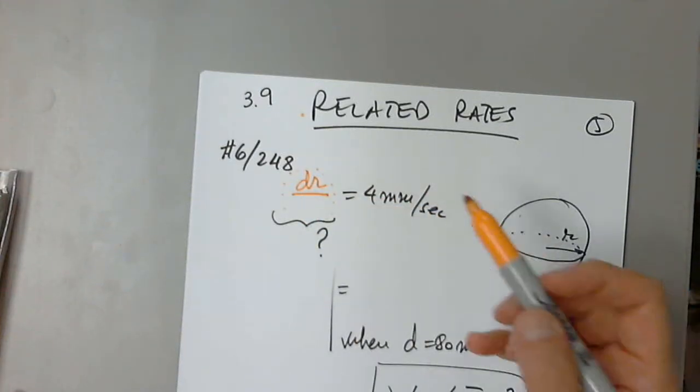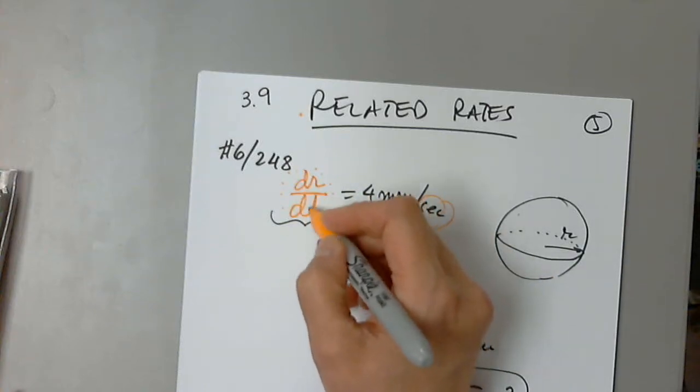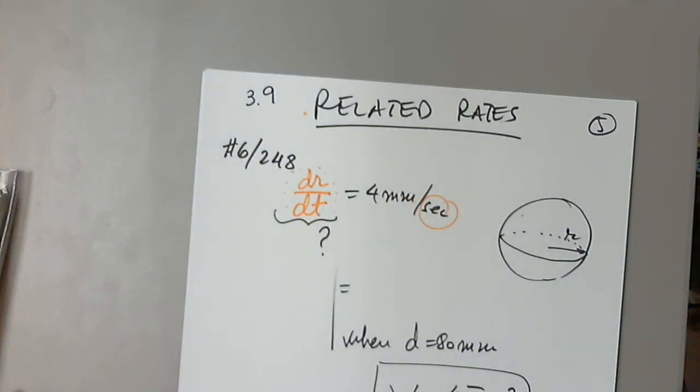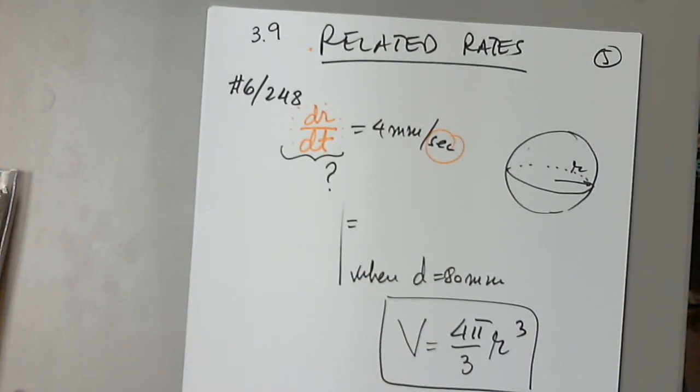But we're talking about time. It's seconds. Very good. So indeed, dr over dt is given in the problem, and that is 4 millimeters per second. That's the rate of change of the radius with respect to time. The question is asking us to find the rate of change of volume with respect to time when something happens. So what am I asked to determine? What do I write on this side?